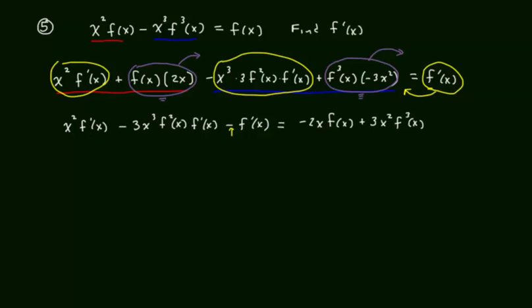So the next step is to factor out an f prime of x, and I'm left with x squared minus 3x cubed f squared x minus 1. And that, of course, is going to equal the right-hand side.